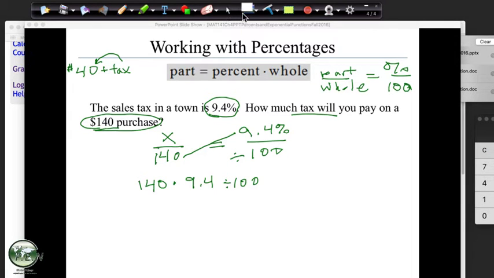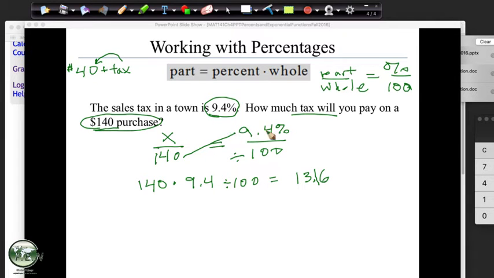We just cross multiply and divide. And the setup's always there. So it's going to be 140 times 9.4, and then we divide it by 100. 13.16. That is the amount of the tax. It's not a percentage. So our tax will be $13.16.